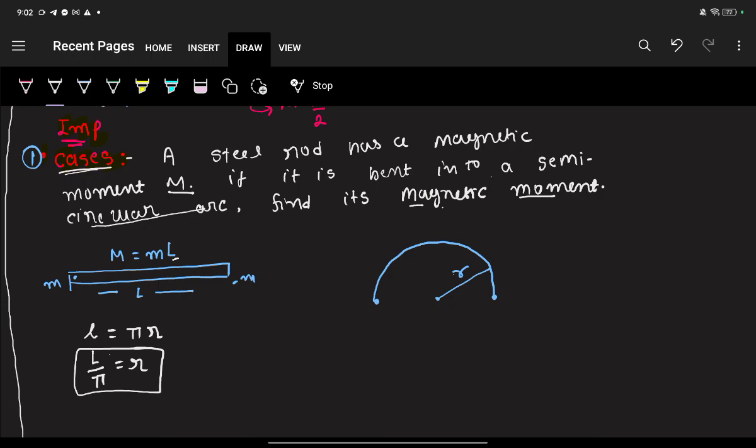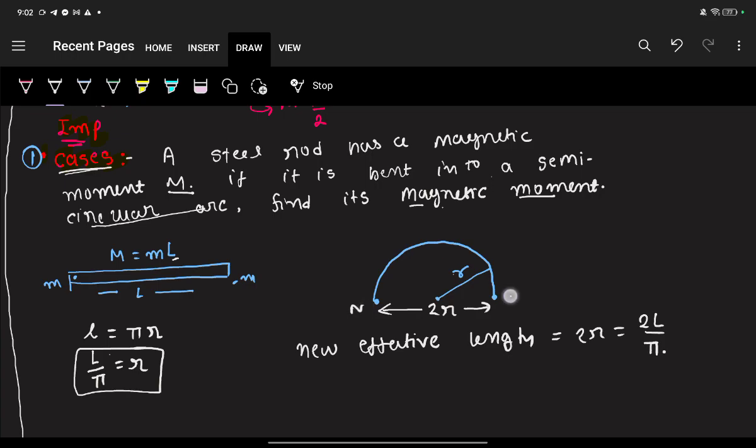Now the new effective length would be this 2r, that is 2L divided by pi, because this will become a north pole and this will become a south pole in the case of a semicircular arc. So this 2r will be our new effective length. Am I right or wrong?